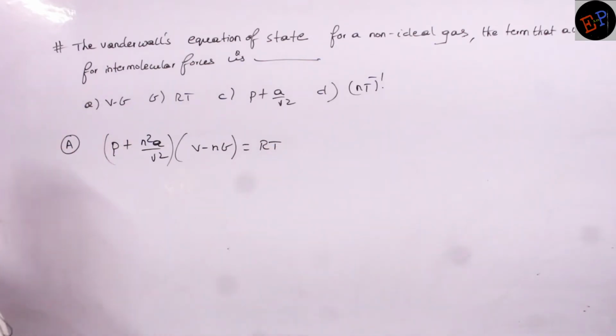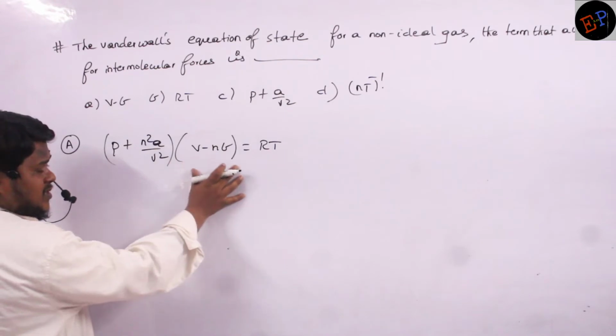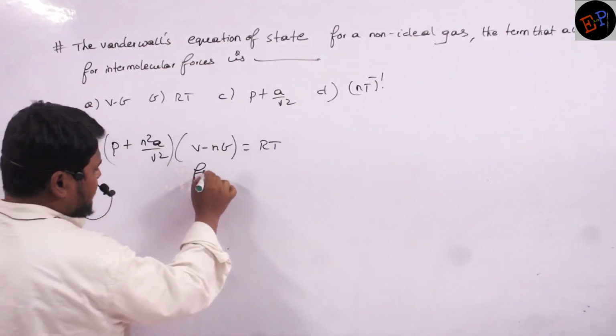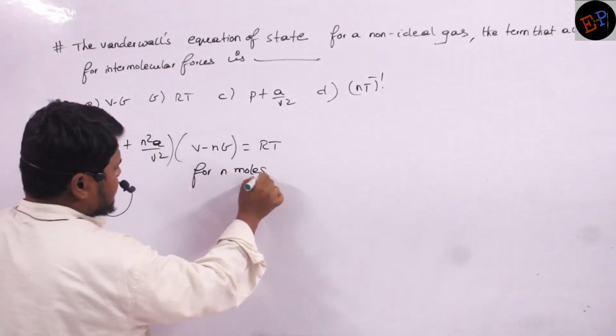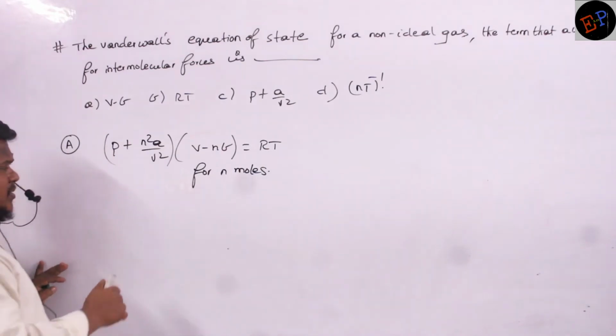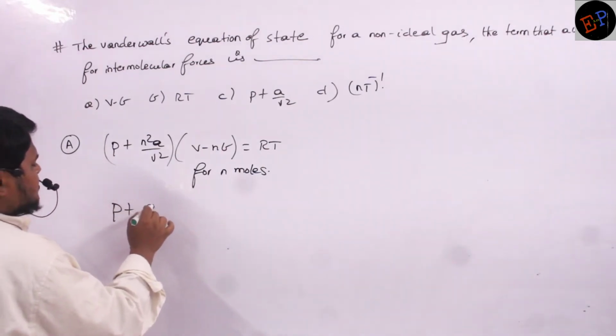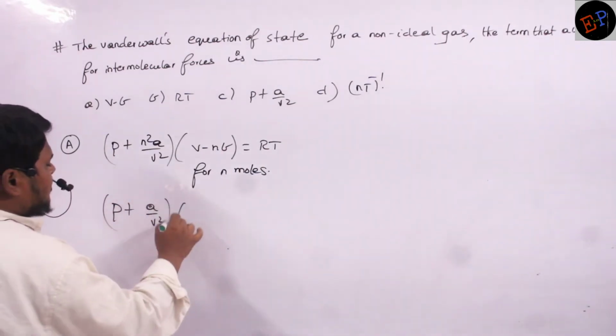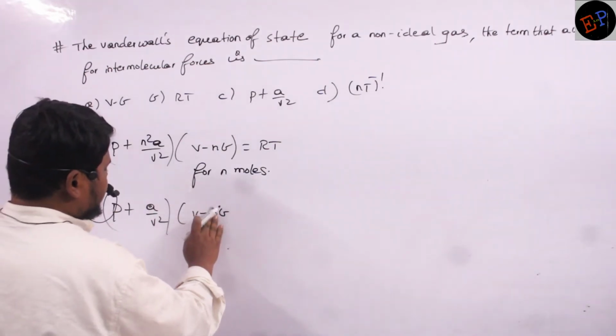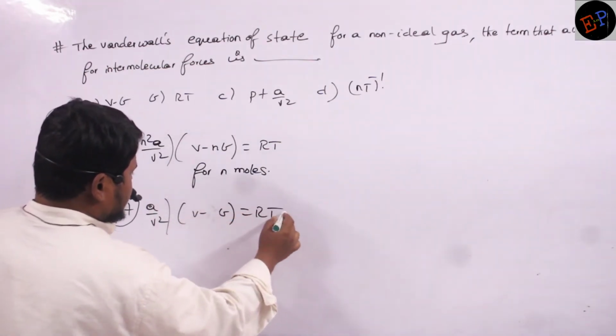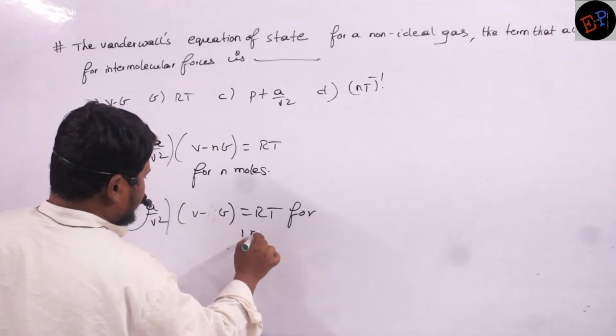This was the equation of van der Waals, clear? And this is for n moles of a gas. For 1 mole of gas, (P plus a divided by V squared) multiplied by (V minus b) is equal to RT. This is the equation for 1 mole of a gas.